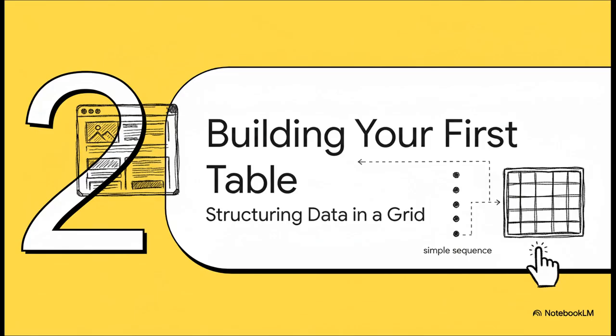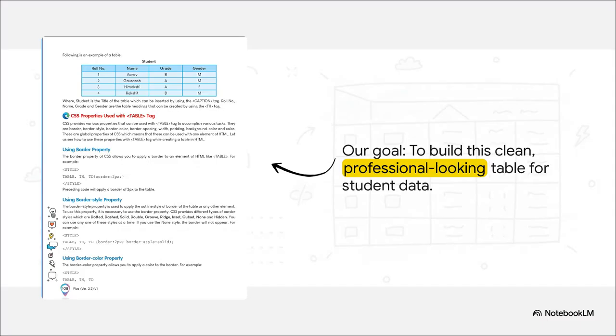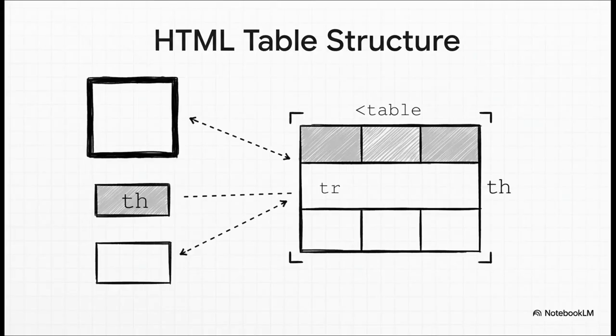All right, we've got lists down. Now let's level up and talk about tables. If lists are for simple sequences, tables are your powerhouse for organizing more complex data into a nice, neat grid of rows and columns. Before we touch any code, let's start with the end in mind. This is our target. This is what we want to build. A clean, professional table that organizes student data so you can easily see who's who. So how do we actually build this thing?